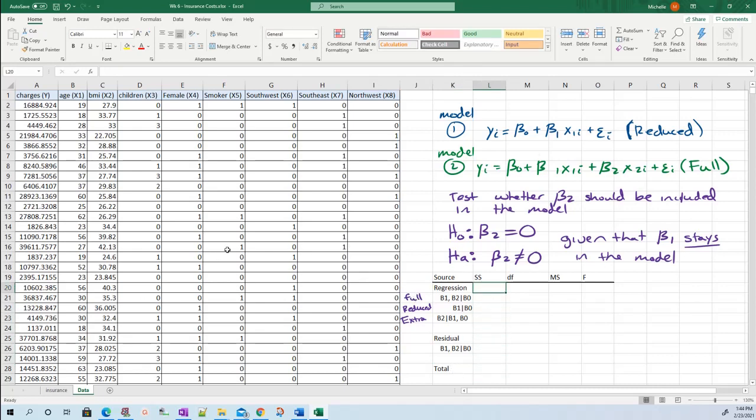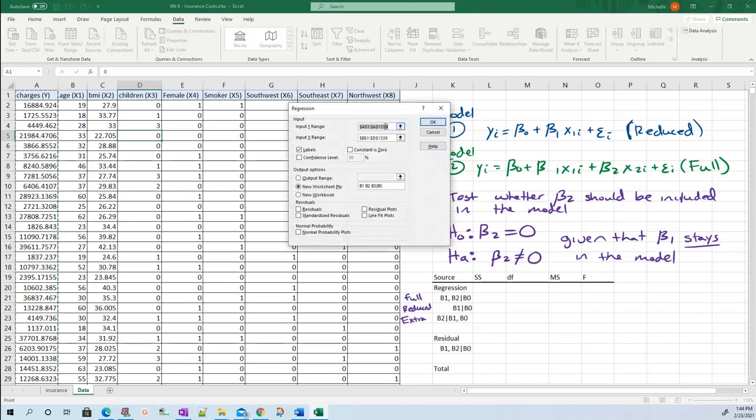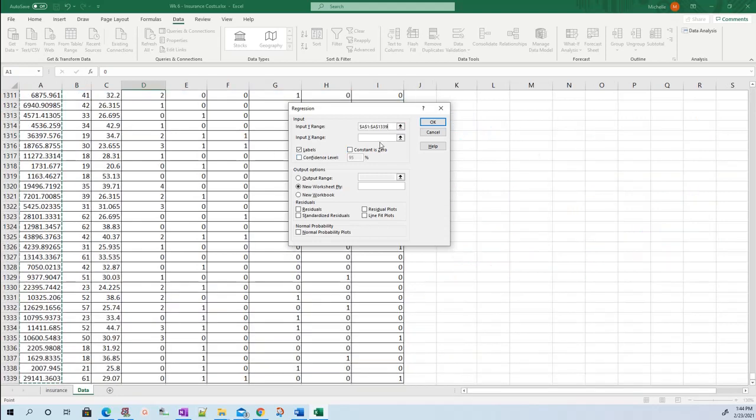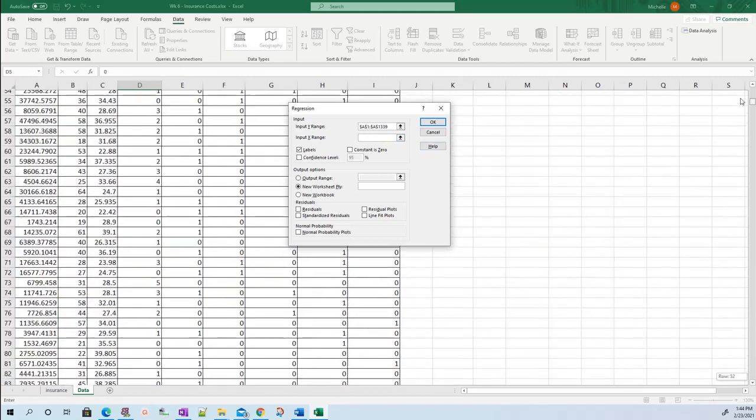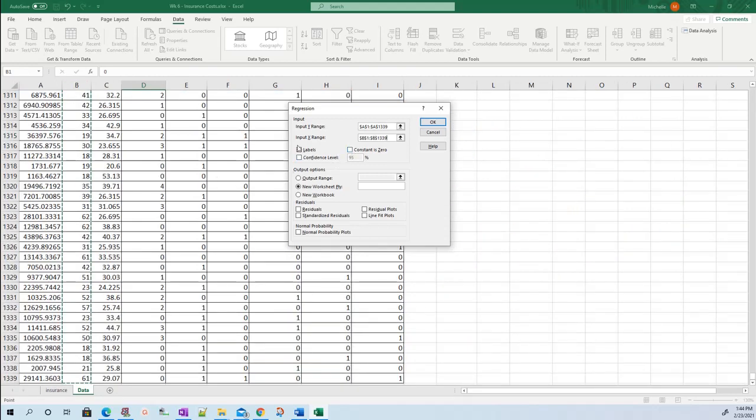Let me go ahead and do that now. Let me go up to data, data analysis, regression. If you have anything in there already, you might need to delete it, so let me delete everything I have in there. Click on Y, Shift Control down to highlight everything in Y. Let's start with the reduced model, so just X1. Shift Control down, highlighting only X1. I included labels. I'm going to call this reduced. It's going to go into a new workbook called reduced, and press OK.